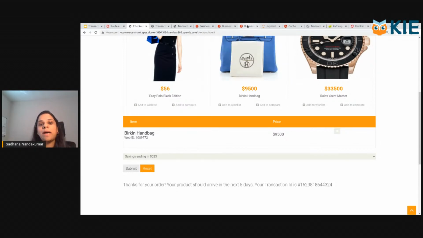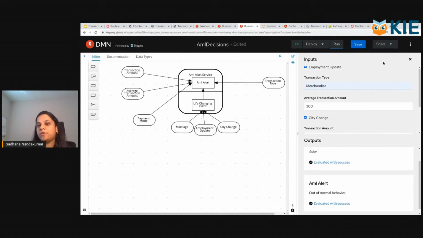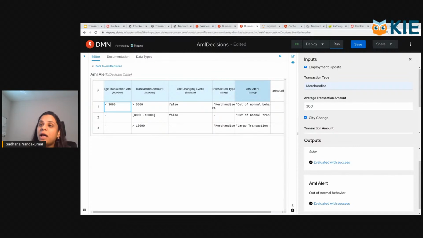So now let's go back into the rule that defined the AML behavior. You can see that there is the transaction amount, the average transaction amount. I mentioned that when a transaction amount is over a specific amount, and that's not my normal behavior, I want to combine that with a life-changing event. So we are looking at characteristics like, is this person married recently, an employment update, or a city change? Any of these characteristics could signal an AML behavior. So that combines to identify if there is an AML alert that needs to be raised.